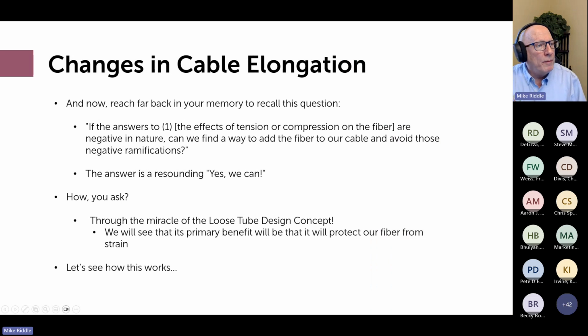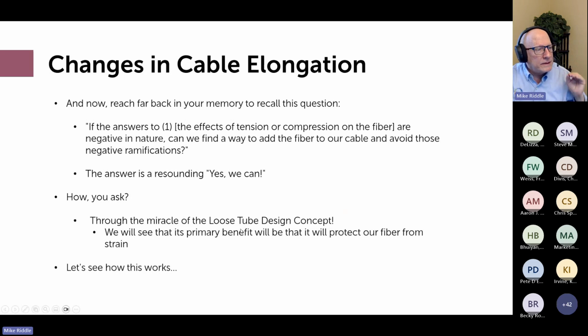But remember, even before we started talking about the effect of strains on the fiber itself, we had this other question that was still out there, and that was if the possible effects of tension or compression on the fiber were negative, could we find a way to add the fiber to our cable and avoid those negative ramifications, whatever they were? And the answer is absolutely yes, we can. How do you do that? Well, it's our webinar topic today. It's the miracle of the loose tube design concept.